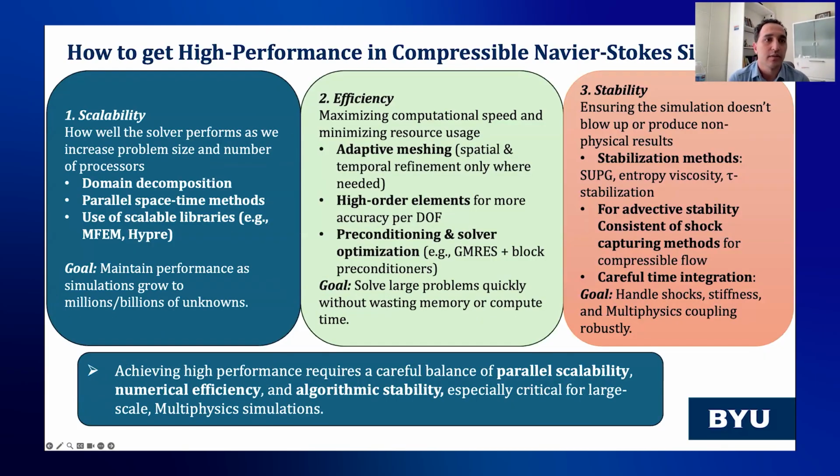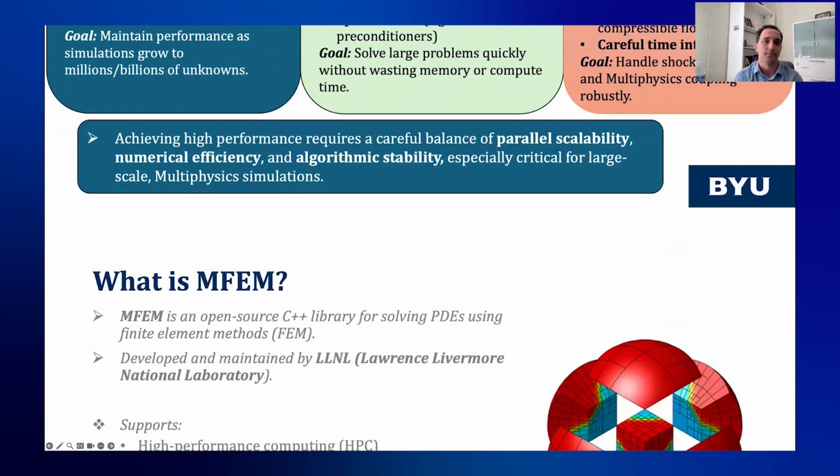The question is how to get high performance in compressible Navier-Stokes simulations. We need scalability, we need efficiency, and also stability. For scalability, we would like to use scalable libraries like MFEM, and for efficiency, we are looking for maximizing computational speed and minimizing resource usage. And for stabilization, we would like to use stabilization methods such as SUPG, streamline upwind Petrov-Galerkin, and GLS. This is our goal for getting a high performance compressible Navier-Stokes solver that can scale to multiphysics problems.